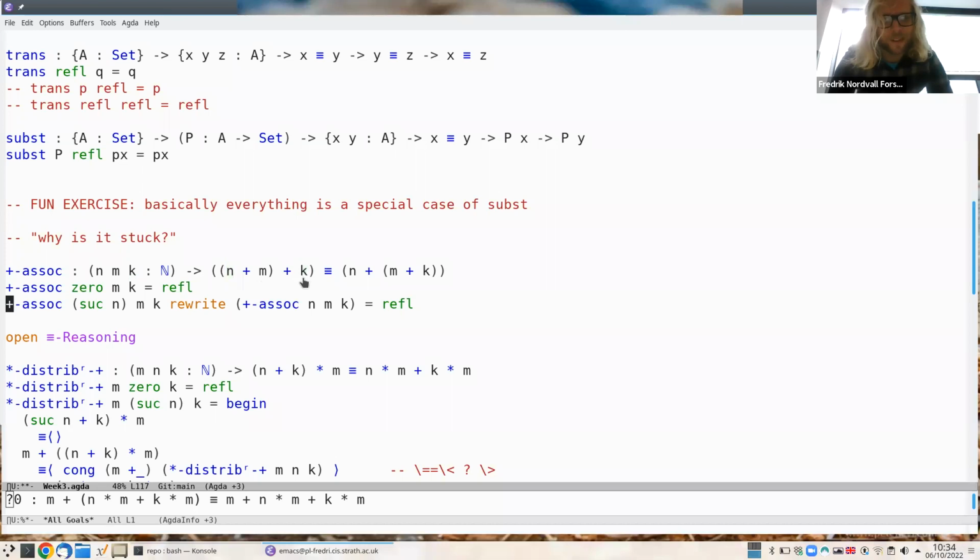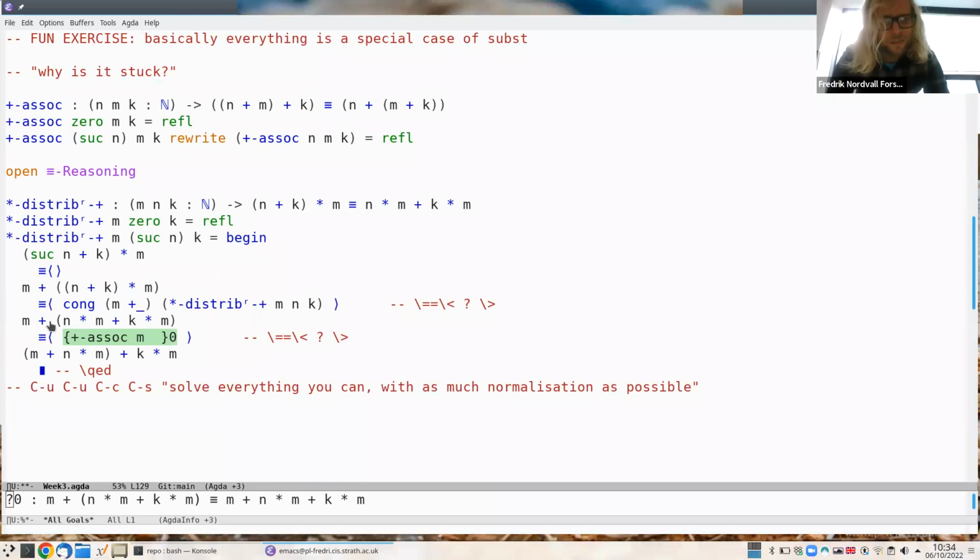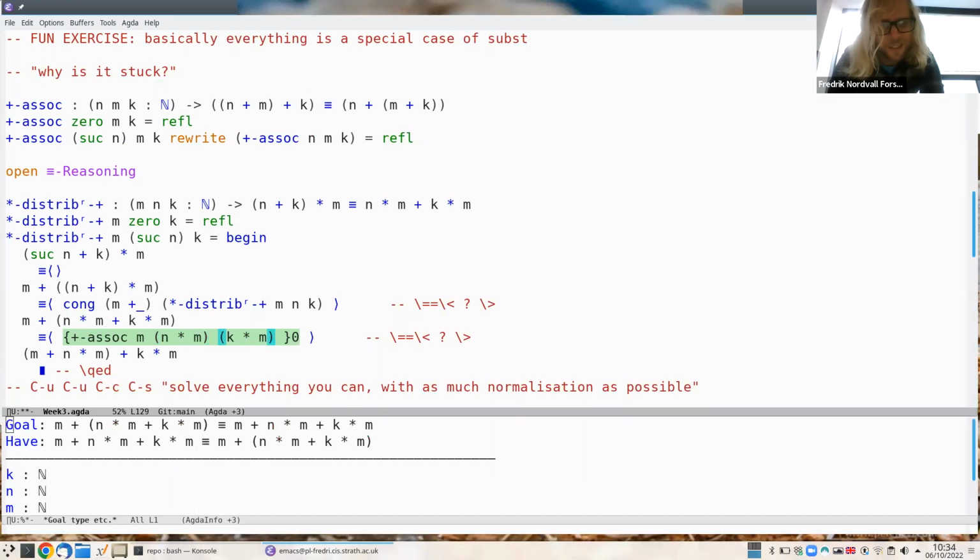So what is my first thing? That's M. My second thing is M times M. And my last thing is K times M, right? Okay, so I see that's what I have, that's what I want. Doesn't seem to match, but it would match if I just swap the ground, right? So I would just apply sym to this. Then it matches up.